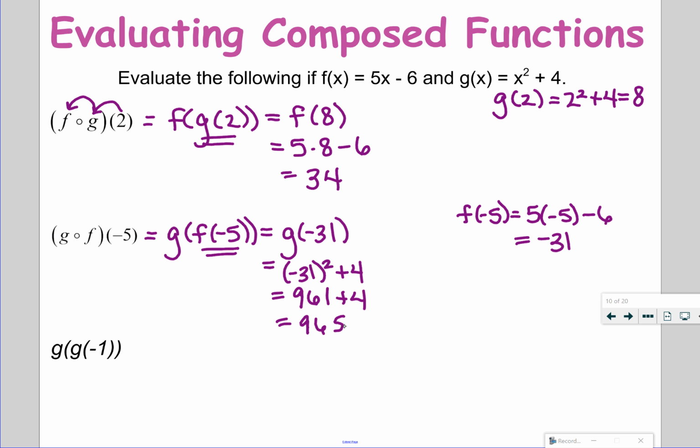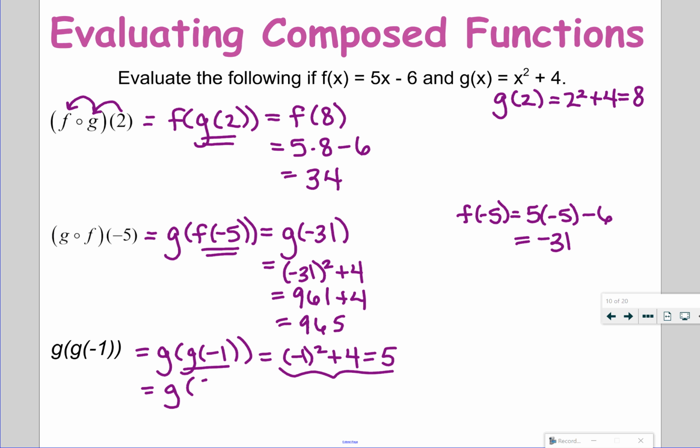G of negative 1. I'm going to plug negative 1 into G. Negative 1 squared plus 4. And that gives me 5. And actually, I probably should have done that off to the side, but you get the idea. So now we're going to replace G of negative 1 with 5. And so now we're taking negative 1, plugging it into G, taking that answer, plugging it back into G again. So I'm going to do 5 squared plus 4, which gives me 25 plus 4, or 29 is my final answer.